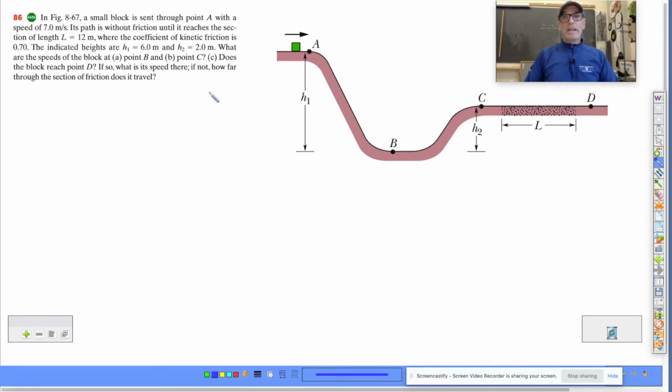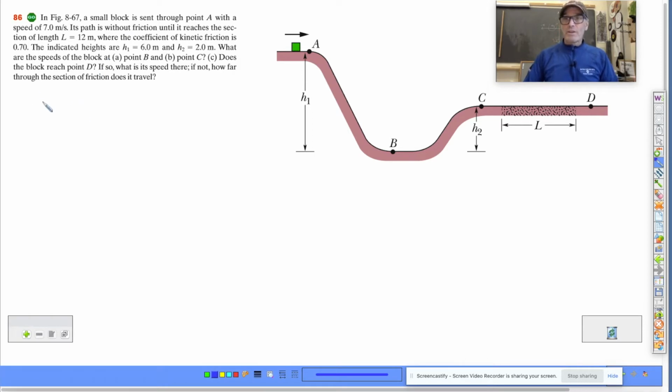Problem 86. Here we have a block that's going to slide down a hill, end up in a valley, and then up onto a plateau. And you can probably guess what they're going to be asking at some point. But here are the points for which they want to know what the speed is. So it says here, what are the speeds at B, C, and then if it gets to D, or does it stop somewhere along that rough section L? So let's knock it out one point at a time.